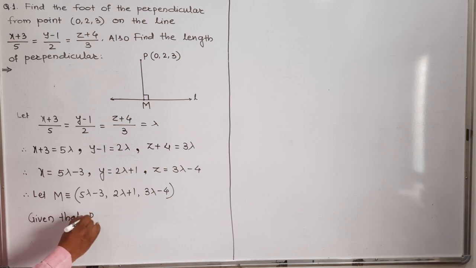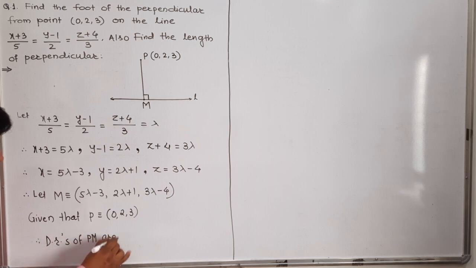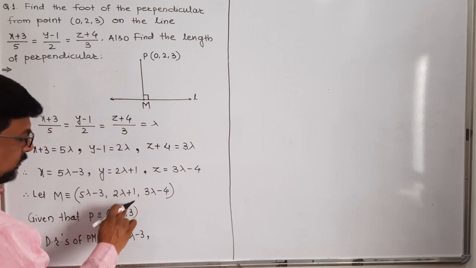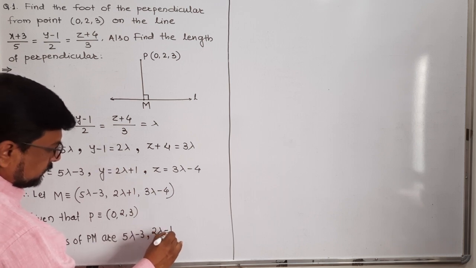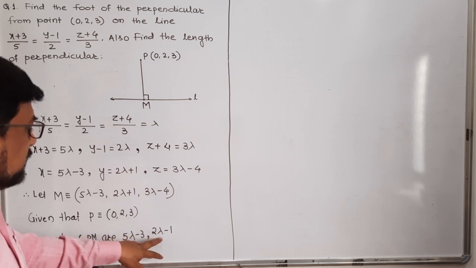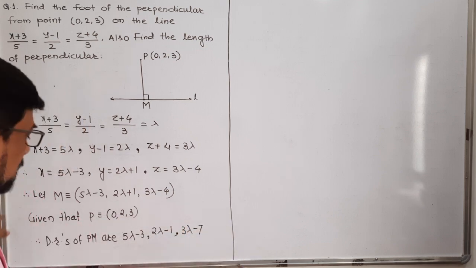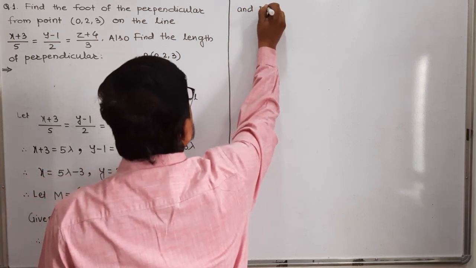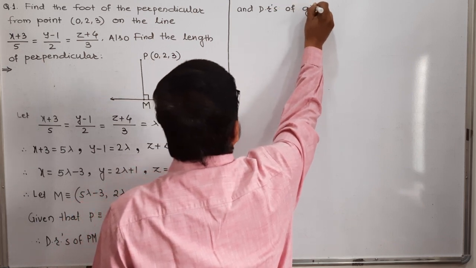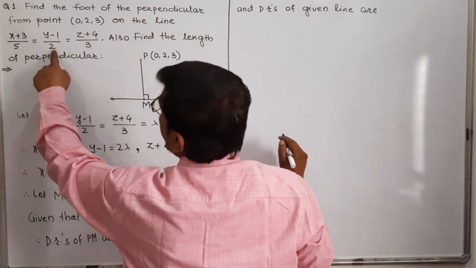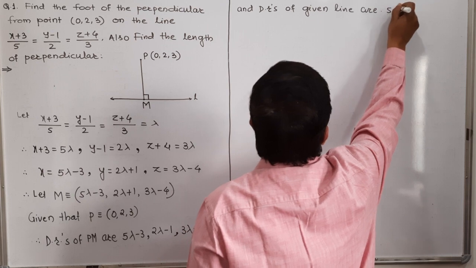Given that P has coordinates 0, 2, 3, therefore the direction ratios of PM are 5 lambda minus 3 minus 0, means 5 lambda minus 3, 2 lambda plus 1 minus 2, means 2 lambda minus 1, and 3 lambda minus 4 minus 3 is 3 lambda minus 7. And the direction ratios of the given line are 5, 2, 3, as it is in standard form.